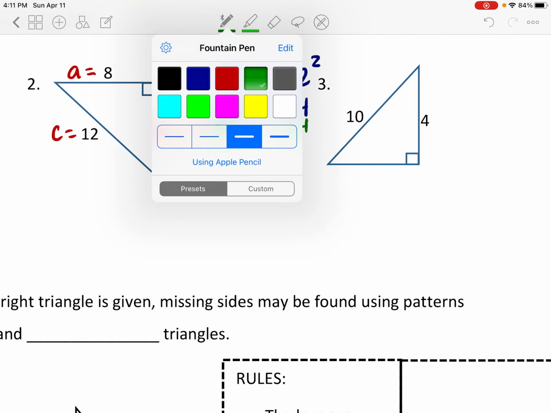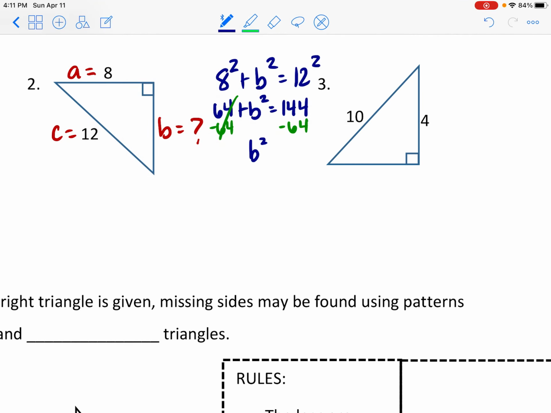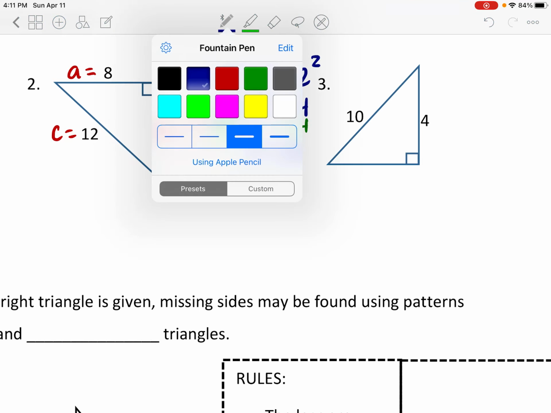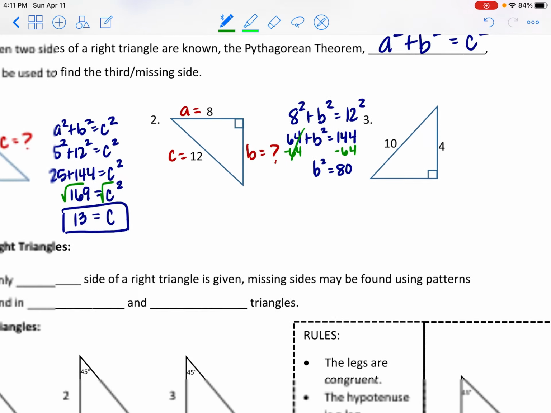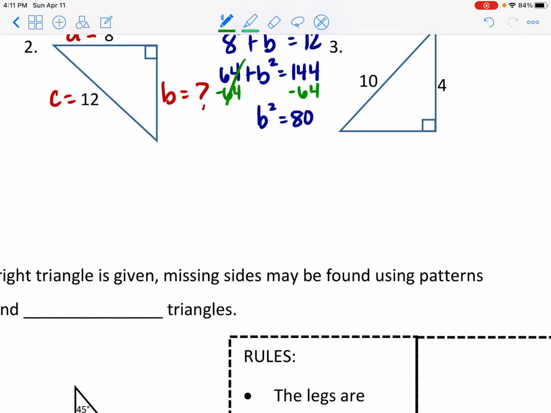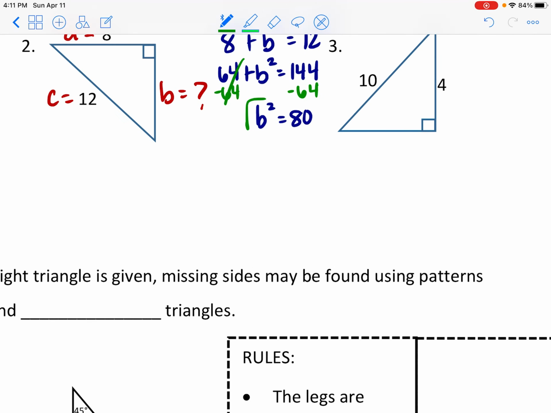And so b squared is going to be equal to 144 minus 64, which leaves us with 80. This is not as clear as the last one, where we knew the square root of 169 was going to give us 13. We don't know the square root of 80 exactly, so we're going to square root both sides. So b is going to be equal to, again, we don't need the plus or minus, but in this case we're going to break down that radical 80. So it's not exact, but it can be simplified.